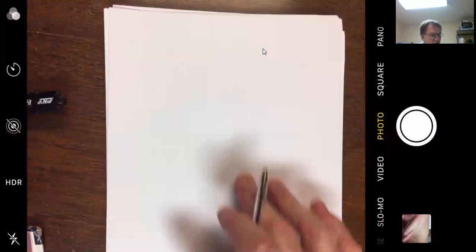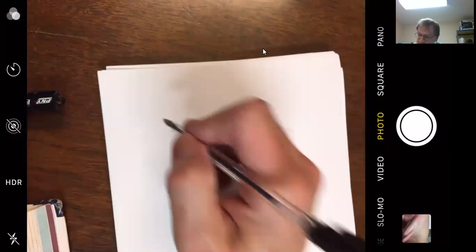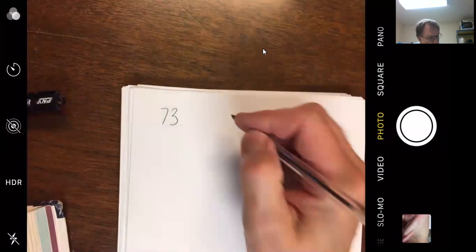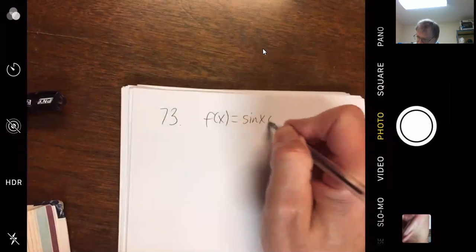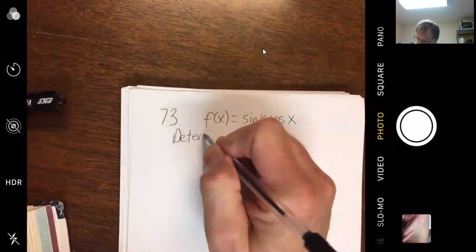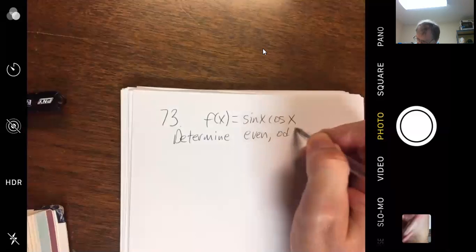And let's finally do even or odd. How about 73? This is where we started this Zoom session. F of x, let's say sine x, cosine x. Determine even, odd, neither.